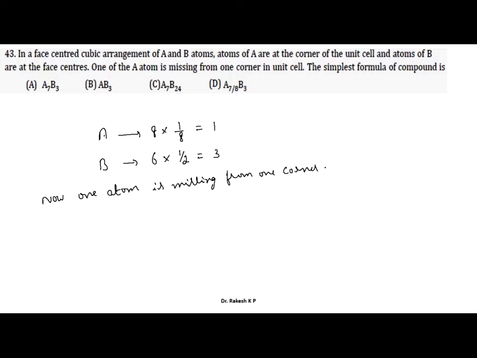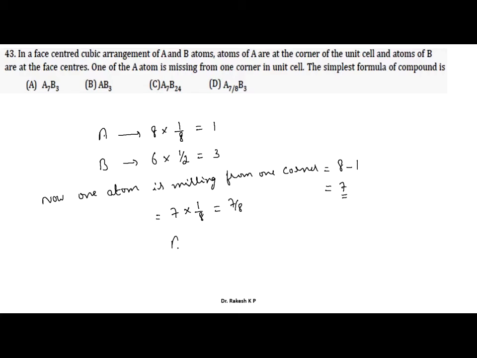Now see this one here. How many corners? There are 8. Here 1 is missing. Again I am going to take 8 minus 1, what you are going to have is 7. Now you take that particular value. Now we are having only 7 corners. Their contribution is 1 by 8, so what you are going to have is 7 by 8.